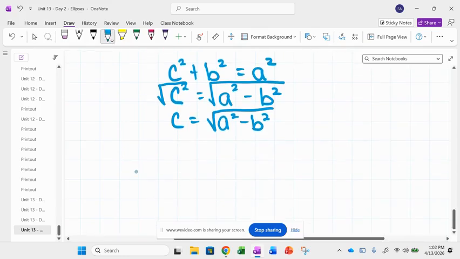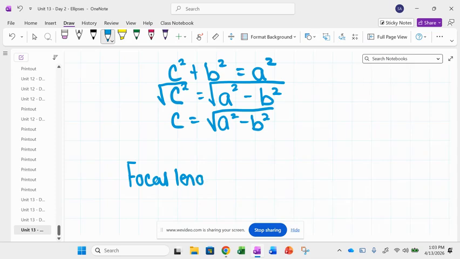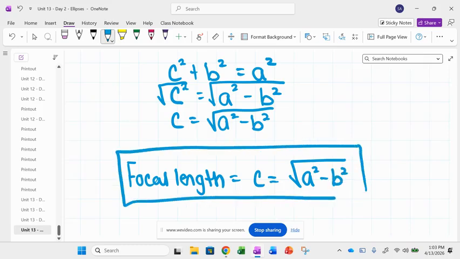And so to find the focal length, our formula is going to be c equals the square root of a squared minus b squared, where a is associated with the major axis and b is associated with the minor axis. And this is where we're going to stop for today. Next class, we'll do a little bit more with this.